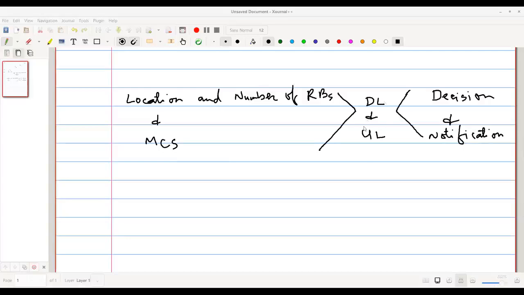For uplink also, you need this information. So you have to decide and also have to notify. Now we'll see how these two types of information for downlink and uplink are decided and notified. The decision is always taken by the eNodeB, the base station side, whether it is for downlink or uplink.